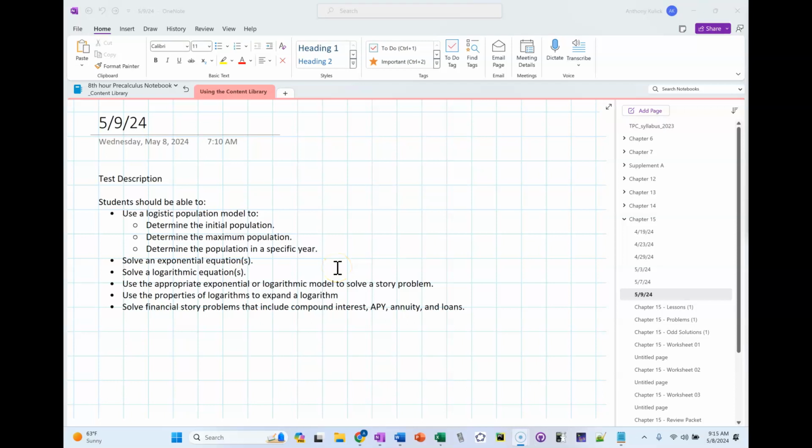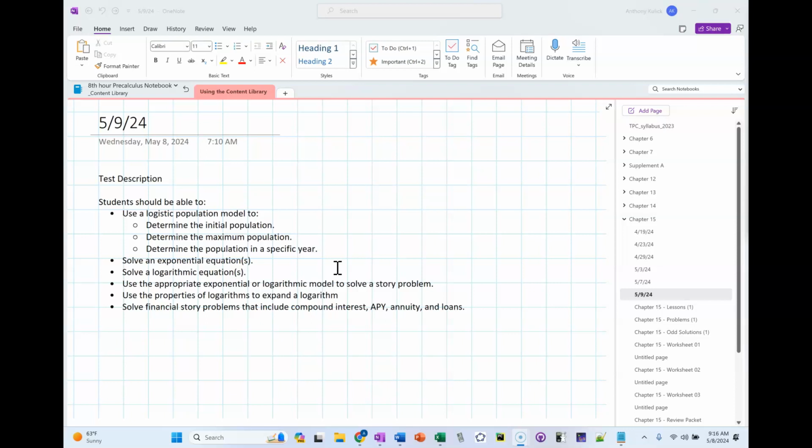Board. You should be able to use a logistic population model to determine the initial population, determine a maximum population, and determine a population in a specific year. You should be able to solve an exponential equation or equations, solve logarithmic equations, and use the appropriate exponential or logarithmic model to solve a story problem, like the decibels or the Newton's law of cooling or one of those guys.